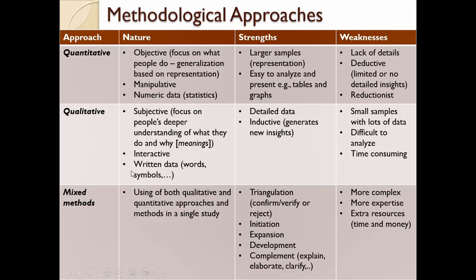On the other hand, qualitative is subjective. It focuses on understanding people's meanings. For instance, not only just on what, but also on why. So focusing on reasons why certain events or certain phenomena are happening. And the strength is that it provides details of why things are happening, and it generates of course new insights into the issue that is under study.